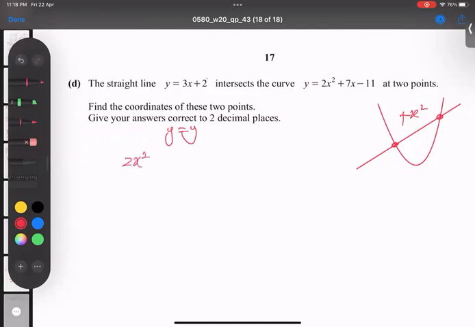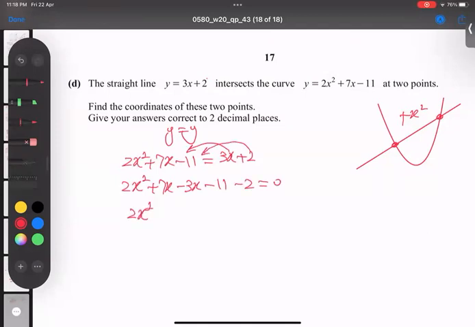So 2x to the power 2 plus 7x minus 11 equals 3x plus 2. Now bring everything to the left-hand side: 7x, and this becomes negative 3x, negative 11, and this becomes negative 2. Make sure, some students make mistakes while bringing values from one side to the other. So I got negative 9 and plus 4. Now, what are the values? A is 2, B is 4, C is minus 9. Sorry. Students in a hurry sometimes put only 9.